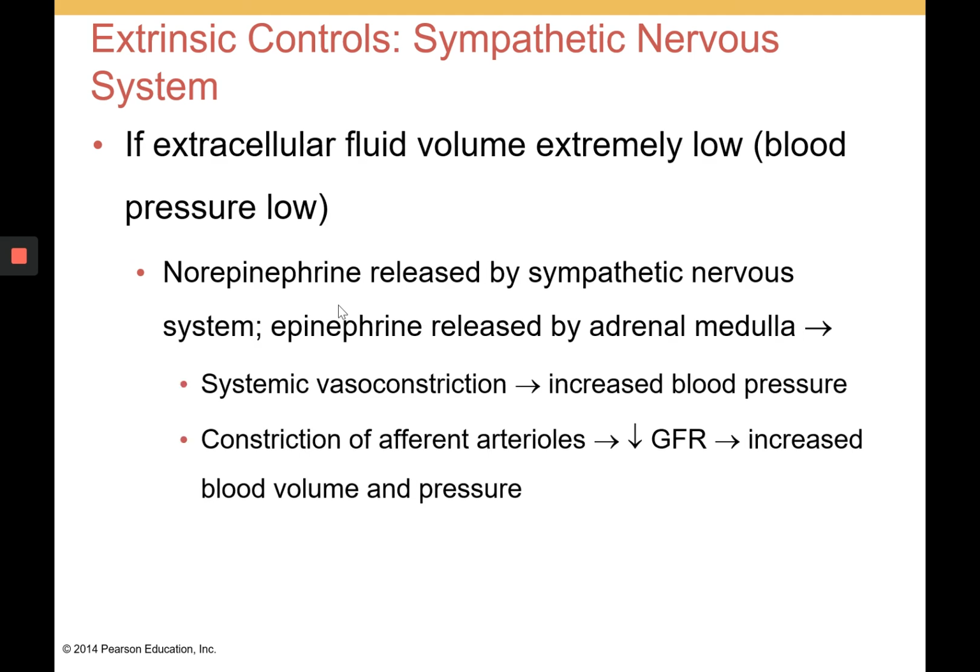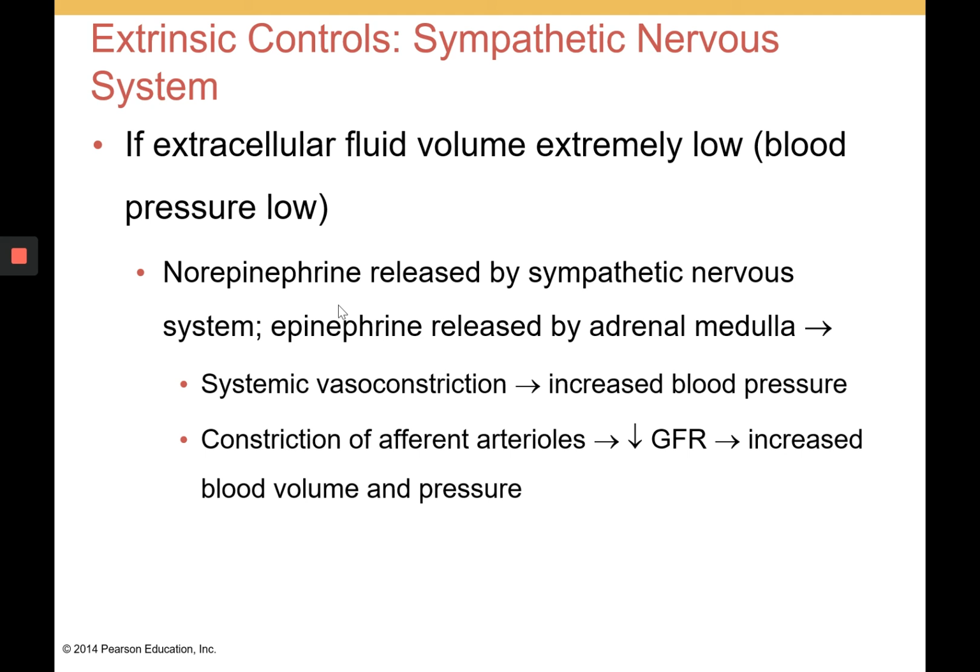So here's an example. If extracellular fluid volume is extremely low, so blood pressure is low, then norepinephrine or epinephrine will be released by the nervous system via the adrenal medulla. They're released to the blood, so they're sort of acting as hormones, but the adrenal medulla is really close to the kidney, so it helps us visualize where this is occurring. The release of norepinephrine and epinephrine into the blood causes systemic vasoconstriction. So vasoconstriction will put more pressure on the blood inside blood vessels, therefore increasing peripheral resistance, which increases blood pressure, and that will occur in the entire systemic circuit.